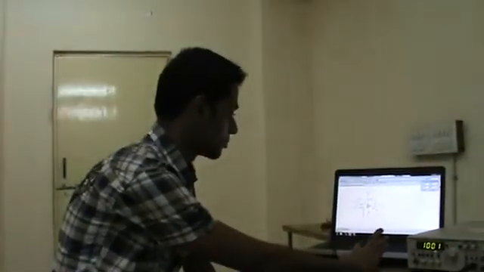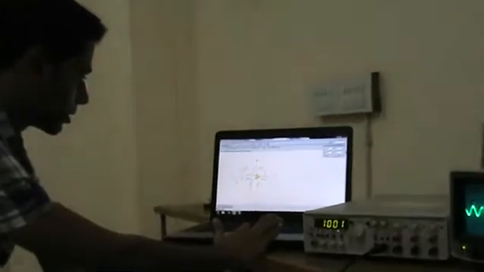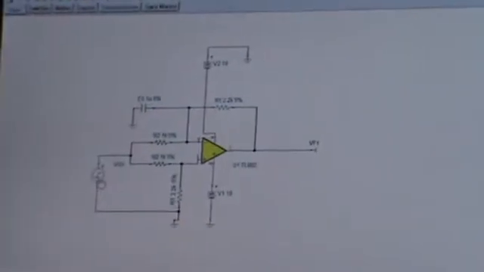Hello. So after the derivation, we have built a circuit on TINA simulation software, and we will be simulating it. So here is the circuit, the non-inverting differentiator circuit. Here we are given the input of around 15 millivolts peak-to-peak sine wave, and we have obtained the phase and the frequency response, as you can see.